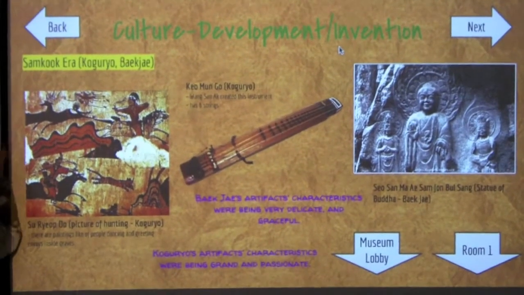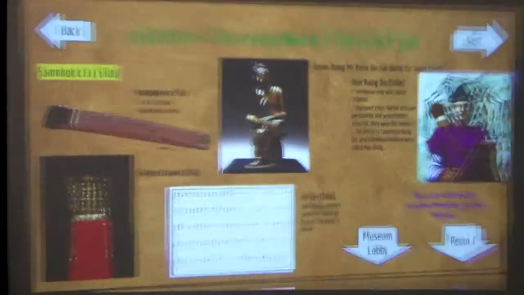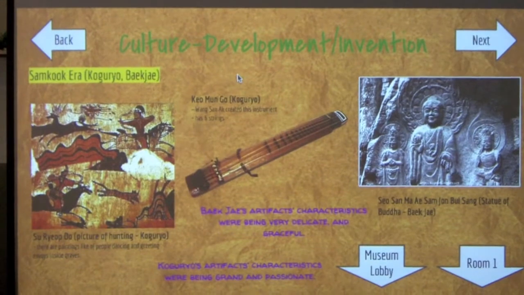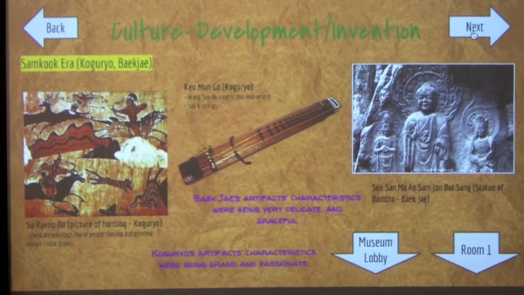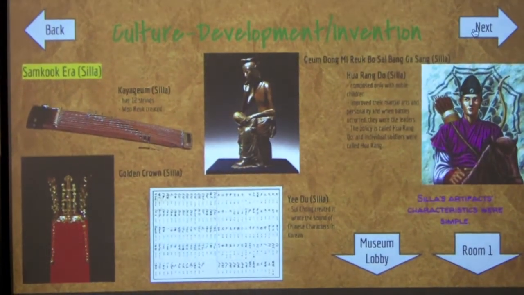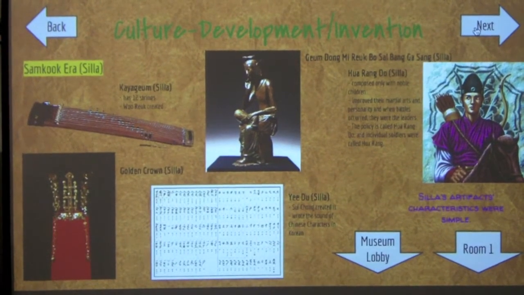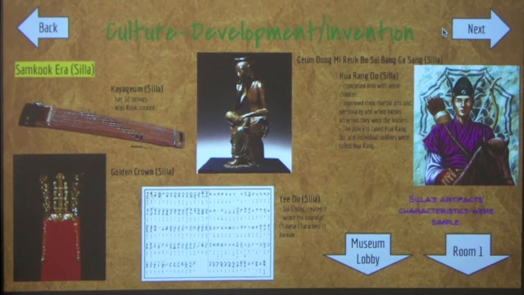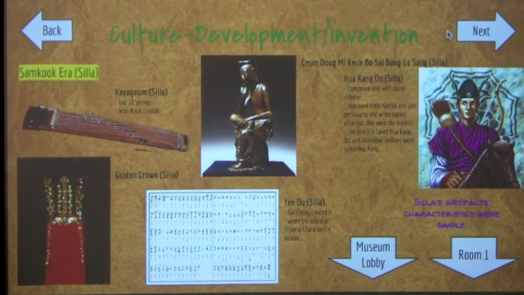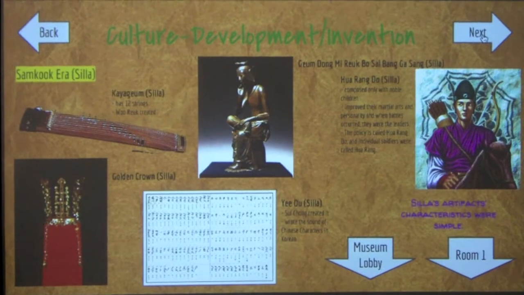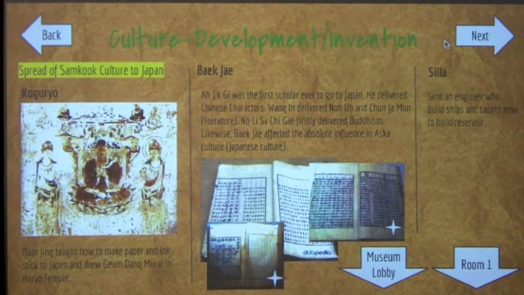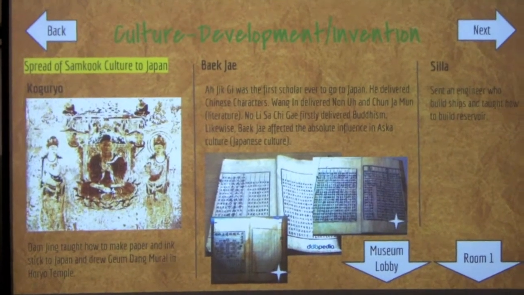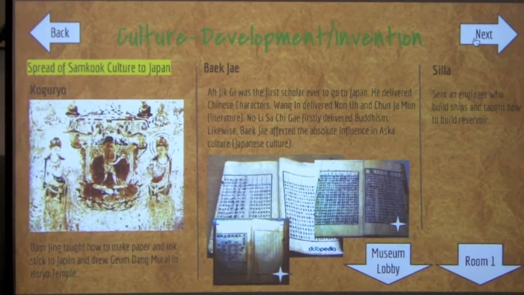Next is the Samguk era. And this slide is the 고구려 백제 slide, where you can see their key characteristics and their important artifacts. The next slide is about the Silla era and the Samguk era. And Silla has a lot of artifacts, since there was Silla era and also the unified Silla era, which are the 통일 Silla. So there's another slide about the Silla. And this is the slide talking about the spread of Samguk culture to Japan and how it influenced the Japanese culture.